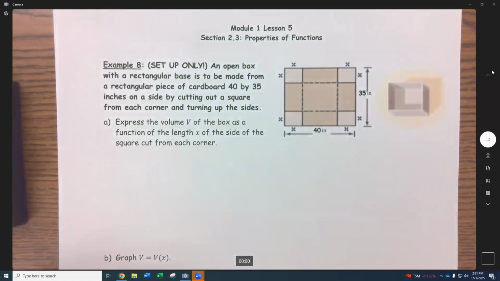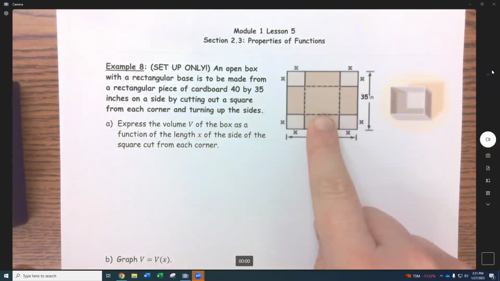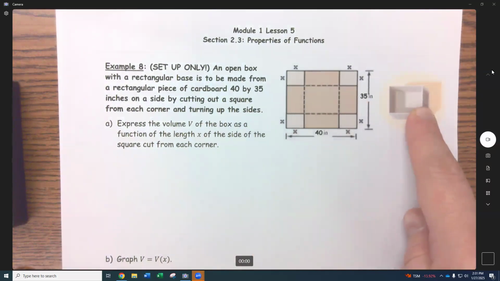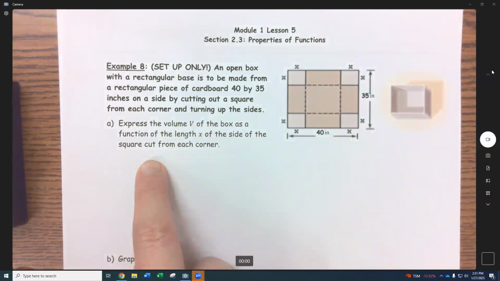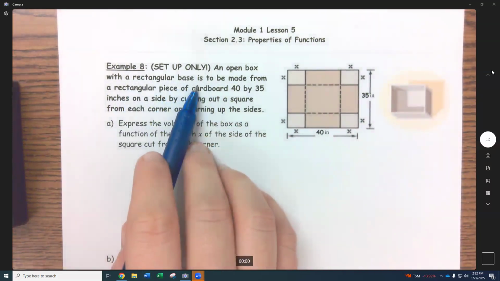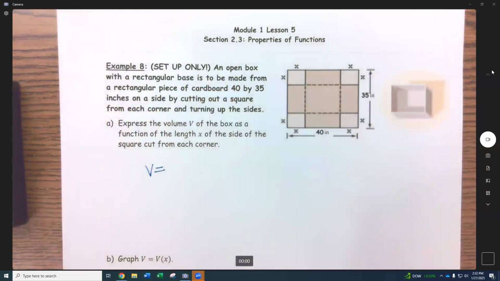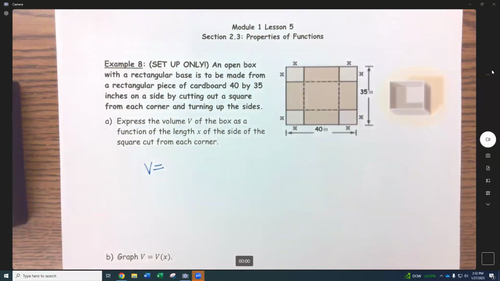Okay. So now that we hopefully maybe kind of understand what this is talking about in the setup, how we're going from a two-dimensional flat piece of cardboard to a 3D object, the first thing I need to do is express the volume V of the box as a function of height X of the side of the cutout from each corner. So because we were told somewhere that we have a rectangular base, my volume formula for a rectangular prism is what?